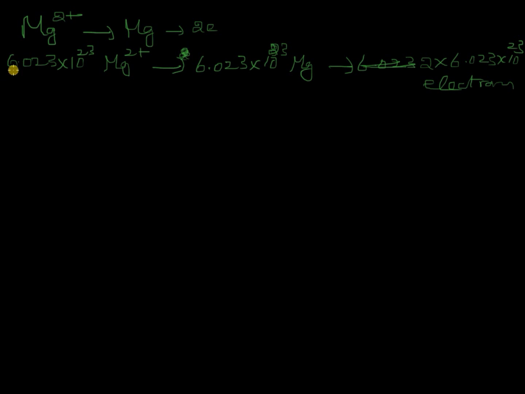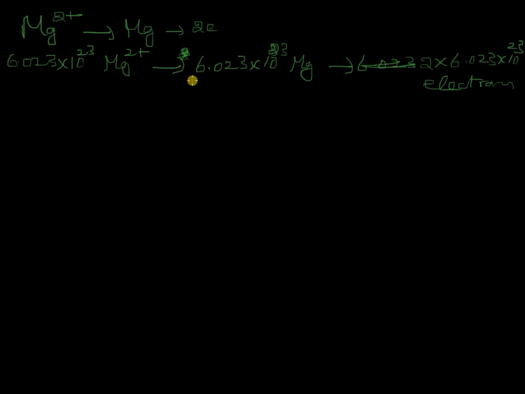See, let me repeat. 6.023 into 10 to the power 23 magnesium ions will be discharged as 6.023 into 10 to the power 23 magnesium atoms at the cathode, and that would be needing 2 electrons. For neutralizing one charge, you need 1 electron. For neutralizing 2 positive charges on each magnesium ion, you need 2 electrons. So 2 into 6.023 into 10 to the power 23 electrons.